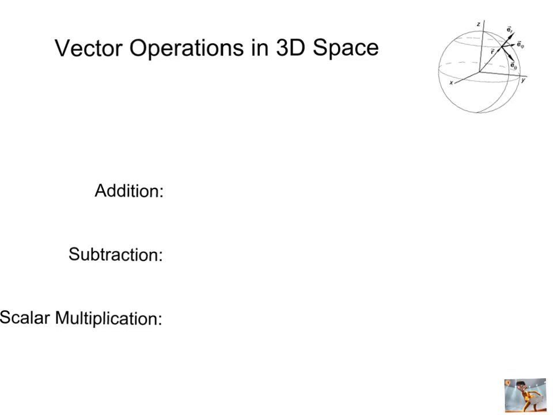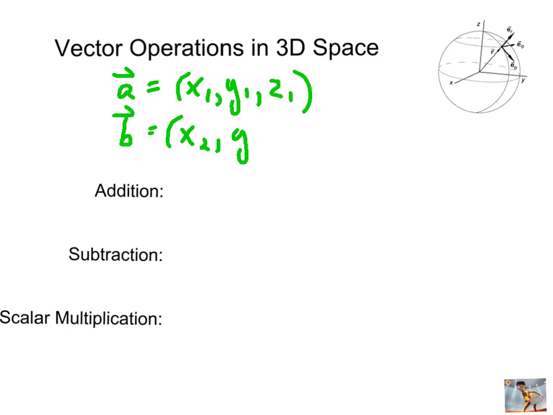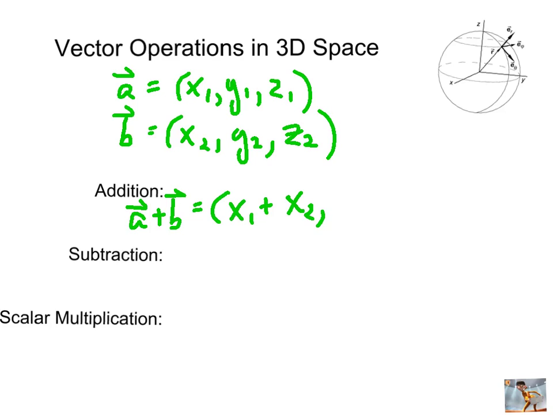These operations are all the same. Again, the only difference is you have that z value. So, if I were given vector A and vector B, and we'll call this one x1, y1, z1, and I guess we'll call this one x2, y2, z2. Well, if I'm going to add these two, vector A plus vector B, before it was just x1 plus x2, comma y1 plus y2, but now it's also z1 plus z2.